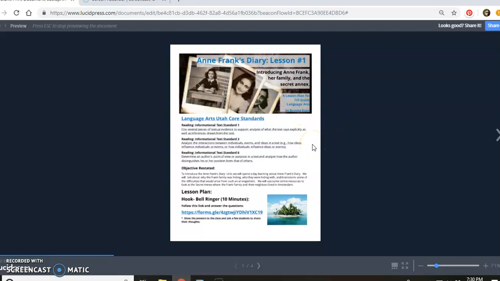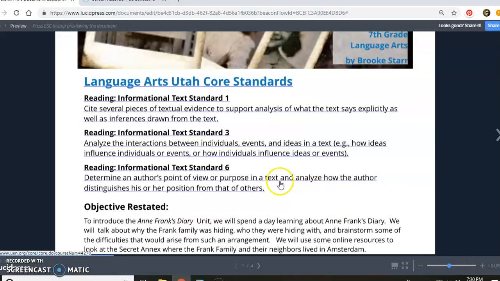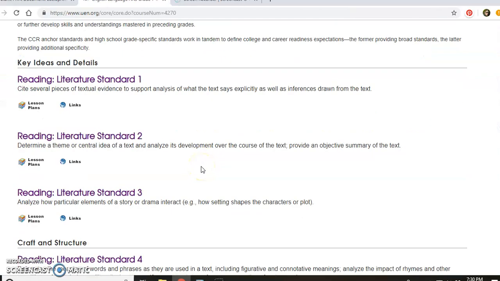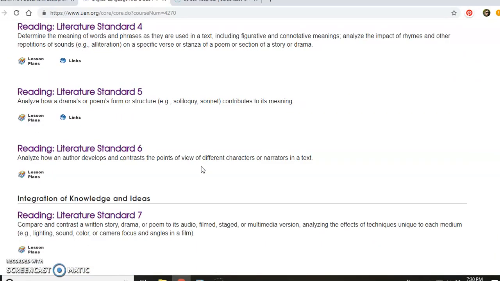The lesson plan will fulfill, let's look a little closer, the Language Arts Utah Core Standards Reading Text Standard 1, Reading Informational Text Standard 3, and Standard 6. And you can click on this to go and look a little bit closer at the standards.